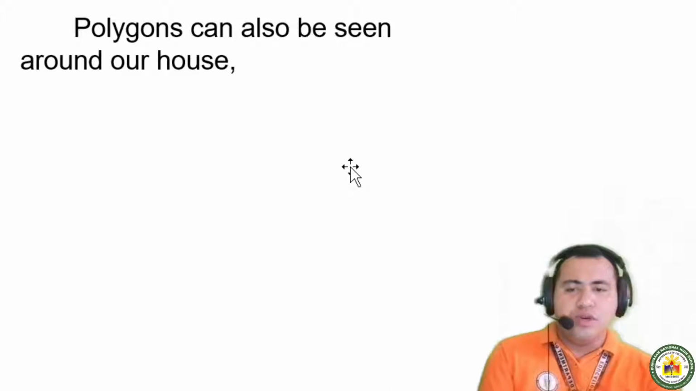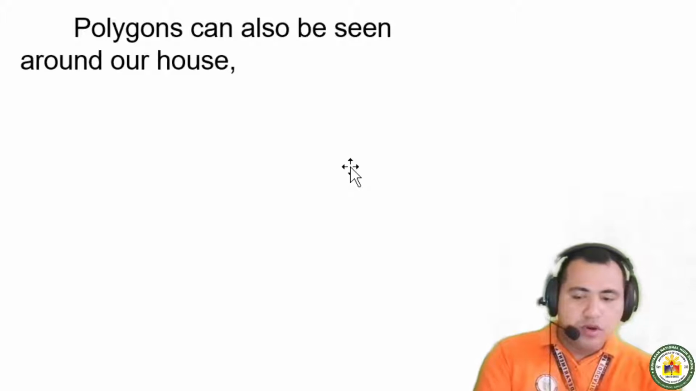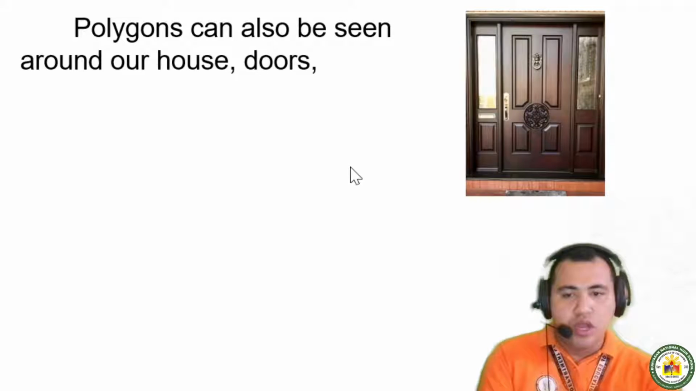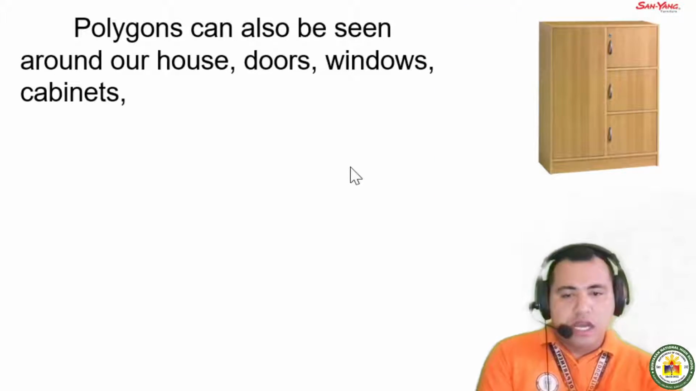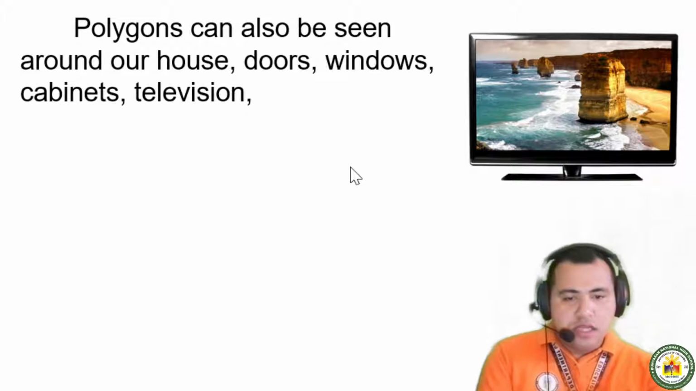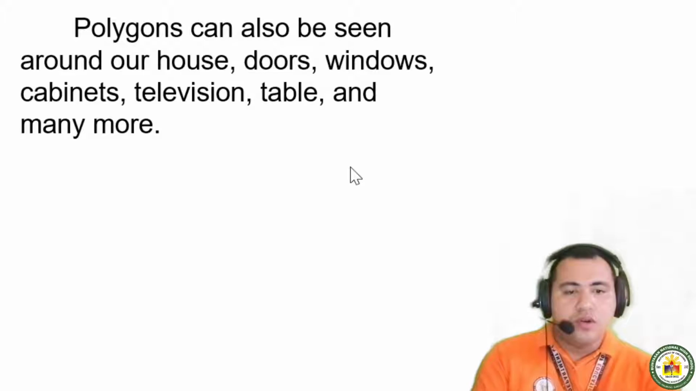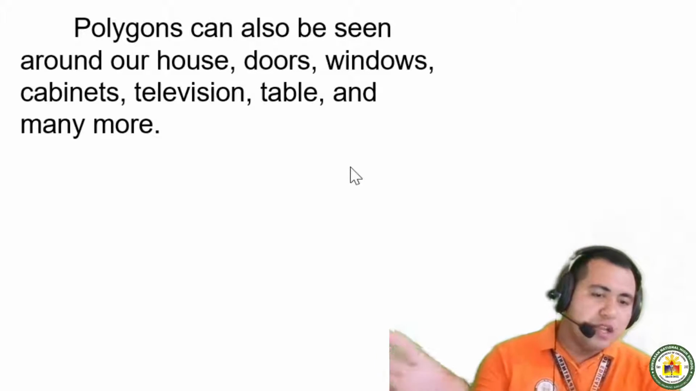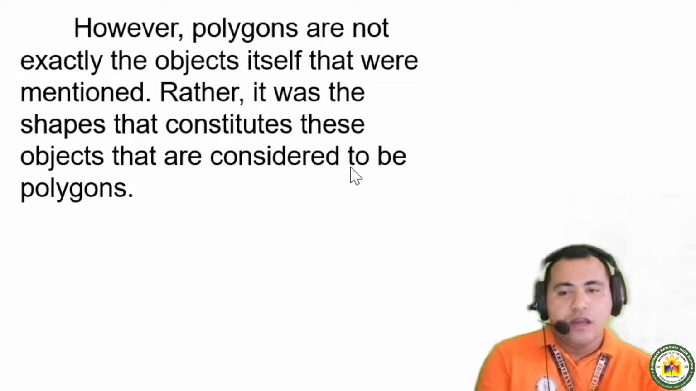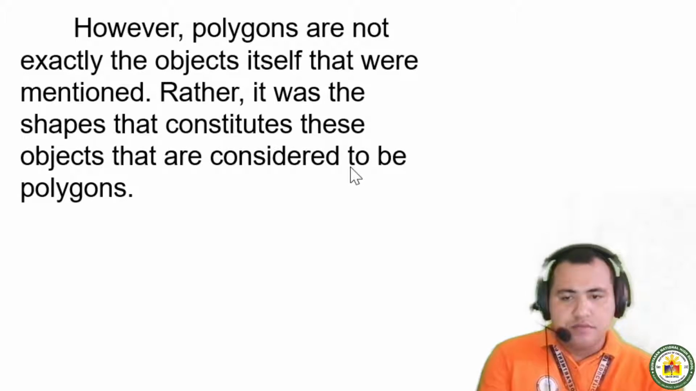Polygons can also be seen around our houses. Like for example, our doors, our windows, the cabinets, the television, the table, and many more. So, many things in our home represent polygons. However, polygons are not exactly the objects themselves that were mentioned.